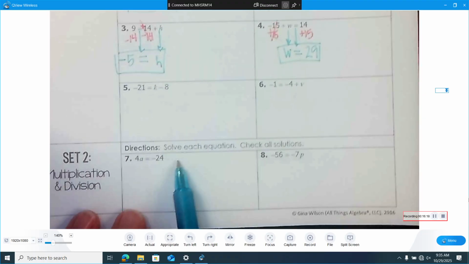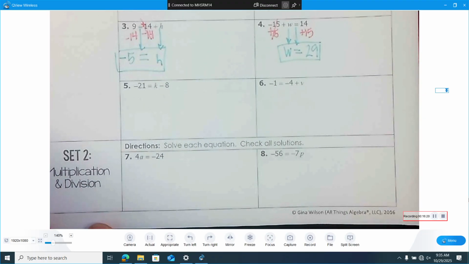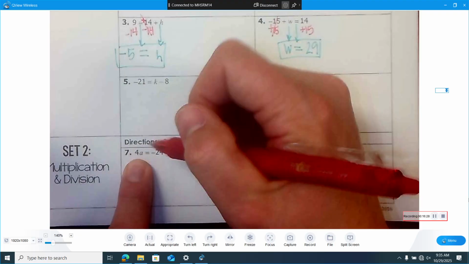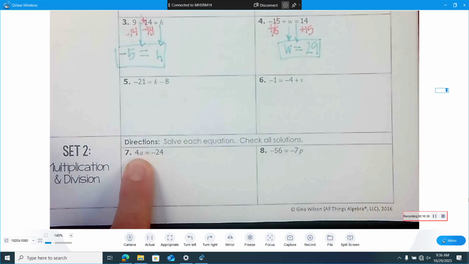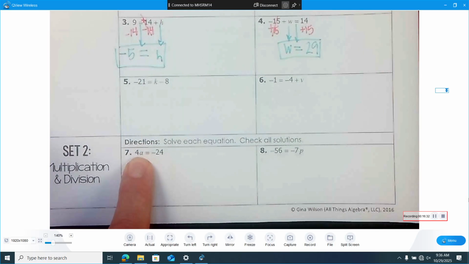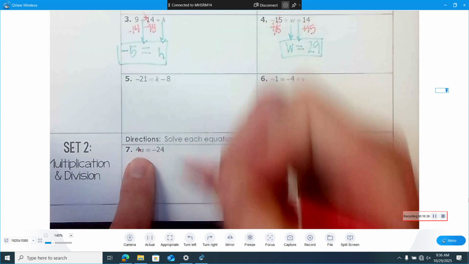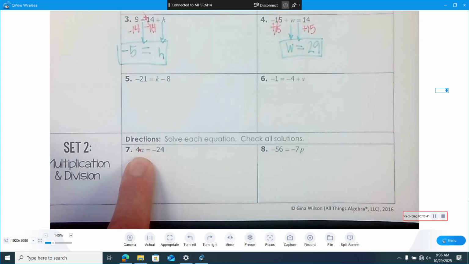So now we want to move on to set 2 here. We want to solve each equation. Here, our operation that's connecting is a multiply or divide. So when I look at number 7 here, I want to read it out loud. This is 4A. What operation is in between those two? Multiplication, yeah. It's invisible, so maybe you want to write it in. This really means 4 times A.